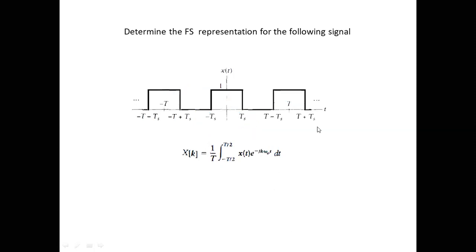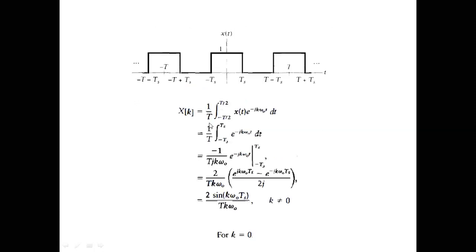So here is the solution to this. The period happens to be T only. For integration, we should have done it from minus T by 2 to T by 2.